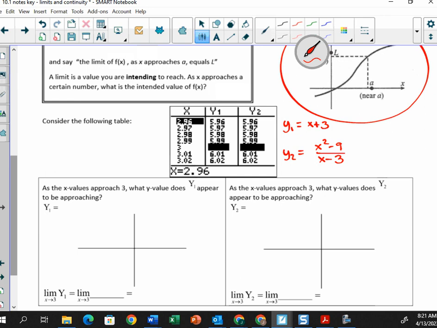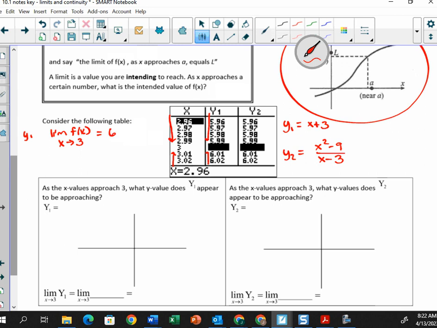Yeah, we're just kind of filling in as we go through the pages here. So what we're looking at, if I ask you the limit as x approaches 3 from this table, and we're going to do it algebraically down here as well. And we'll do y1 first, the same for both. As I get closer and closer to the x value of 3 here, what are your y values doing? Getting closer to 6. And it's the same for both of our equations here.